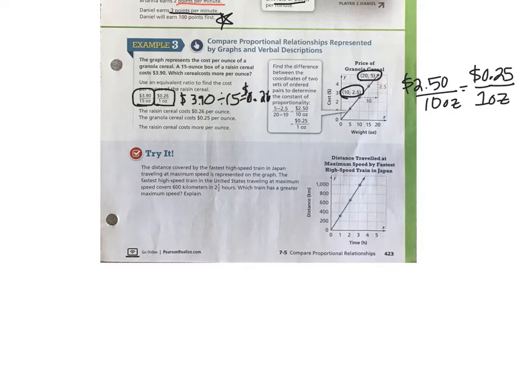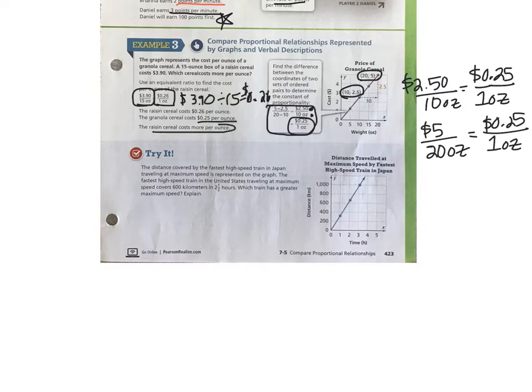We can also verify that by looking at the $5 for 20 ounces, and that also equates to a price of 25 cents for 1 ounce. Also recall that they use the constant of proportionality here by finding the differences between the y numbers. So $5 take away $2.50 is the $2.50 you see up here, and then the 20 take away 10 leaves you with 10 ounces, and $2.50 divided by that 10 ounces is still 25 cents per ounce. So what that tells us is that the granola cereal only costs 25 cents per ounce, which means the raisin cereal is the more expensive option.